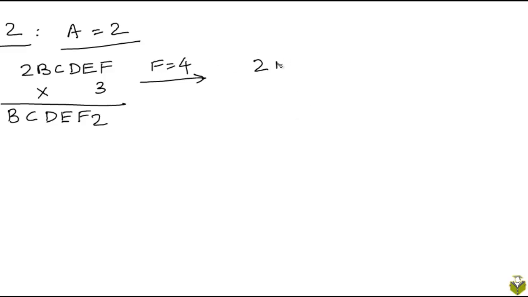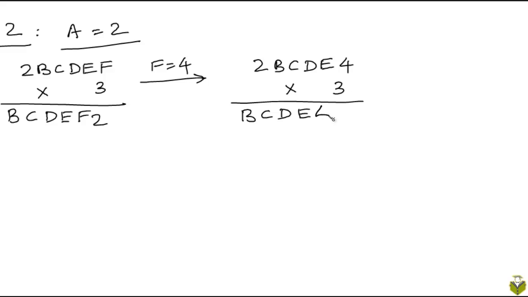We get 2BCDE4 multiplied by 3, resulting in a product BCDEF, but F is 4 here, followed by a 2. Now 3 4s are 12, so we get a carry of 1 in the next column. Now when 3 is multiplied by this digit E, we get a number such that if we add 1 to that number, we are going to get a 4.